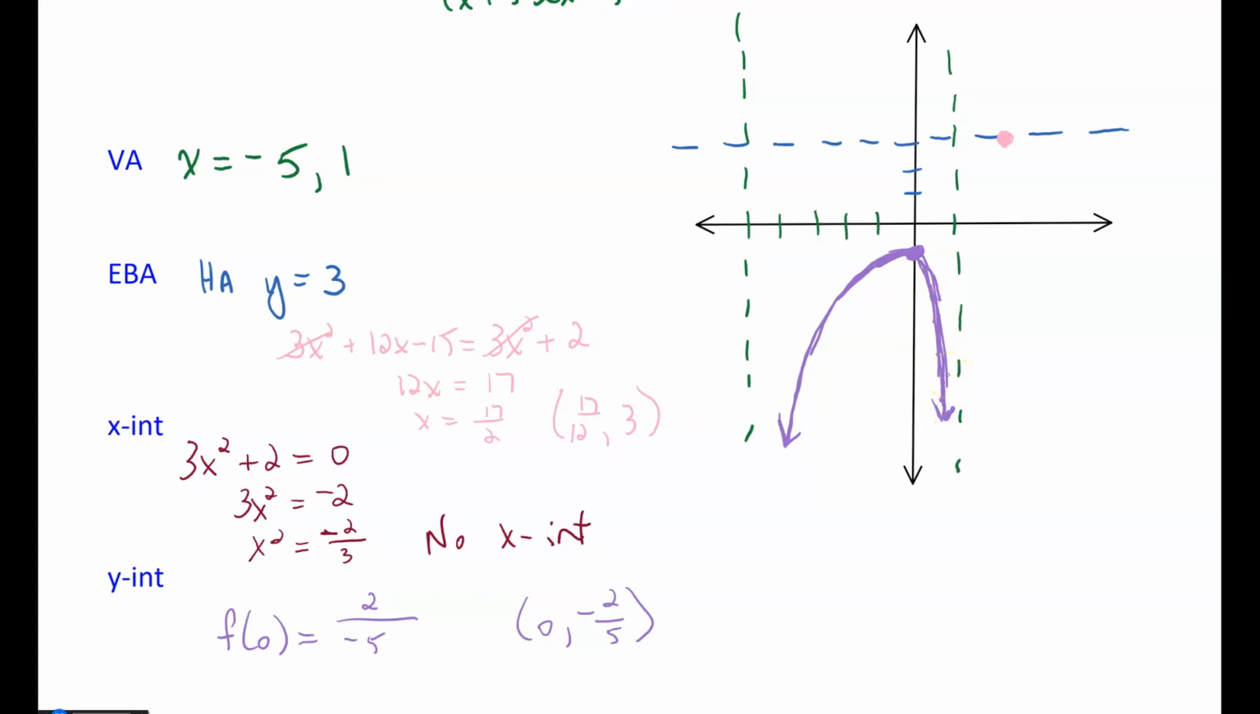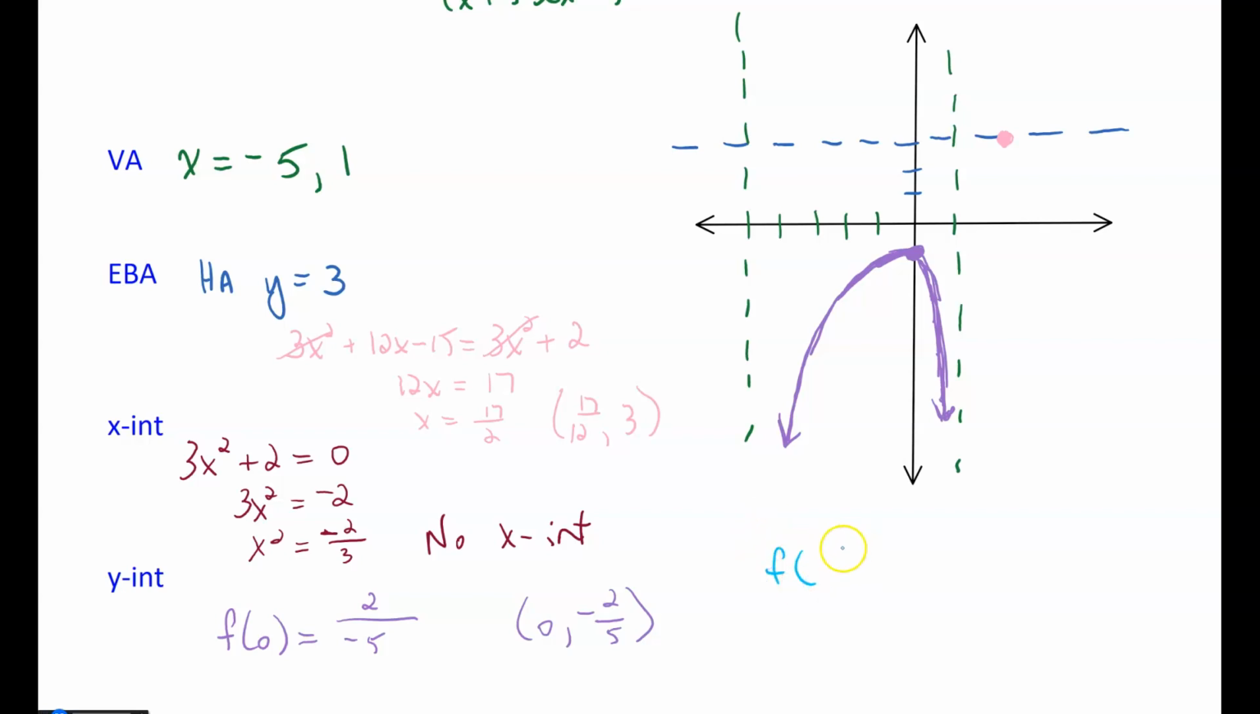towards the vertical asymptotes. Okay, so on the right-hand side, again, I know I have a cross, but I don't know if I'm coming from above or below, and so I need to test a point. And let's see.